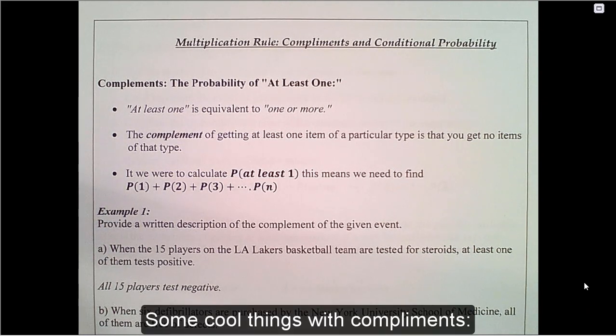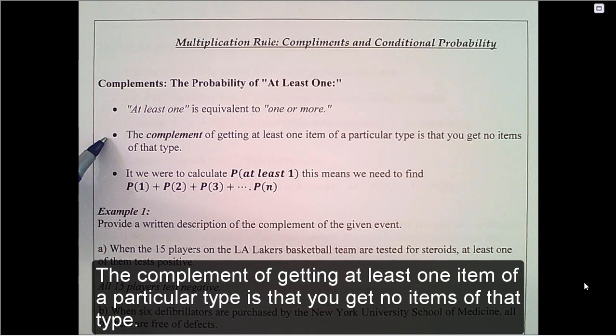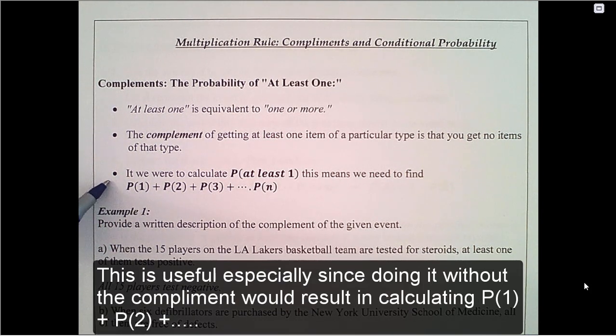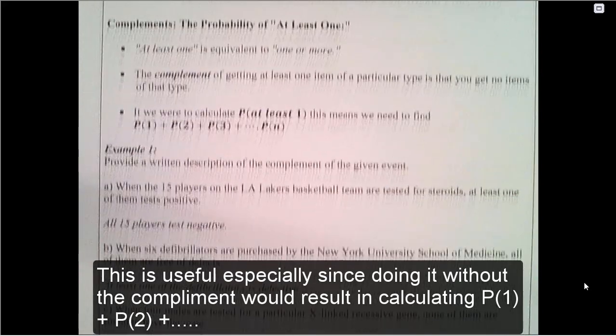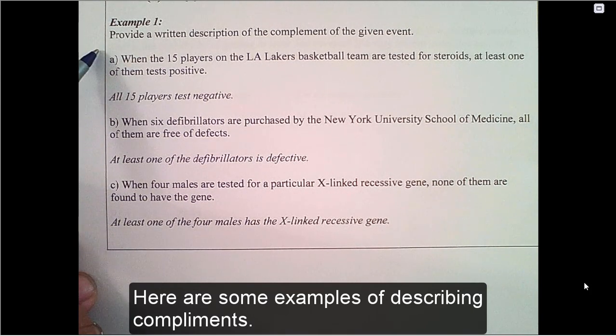Some cool things with complements. At least one is equivalent to one or more. The complement of getting at least one item of a particular type is that you get no items of that type. This is useful especially since doing it without the complement would result in calculating P of 1 plus P of 2 plus ... Here are some examples of describing complements.